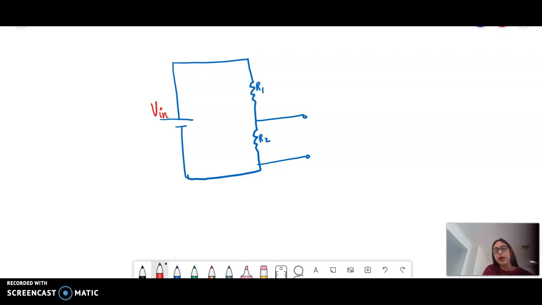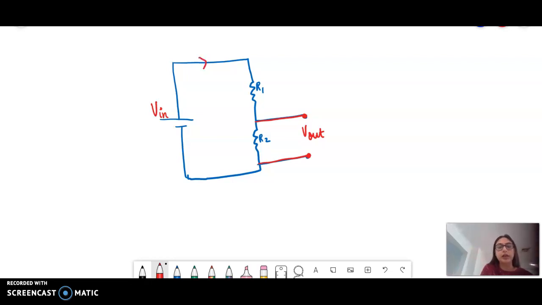So let's say we are interested in finding the potential difference across R2, and we're going to call it V output. So we can use Ohm's law, find the total resistance, and then find the total current, and then find the PD across each resistor. But there is a simple formula that we can work out, and then use that formula to work out the potential drop across both resistors. So let's figure out that formula.